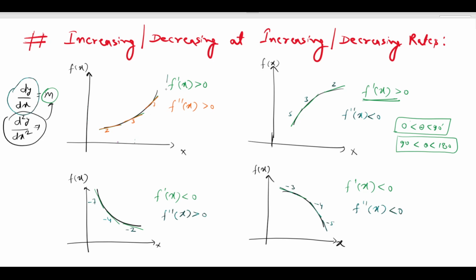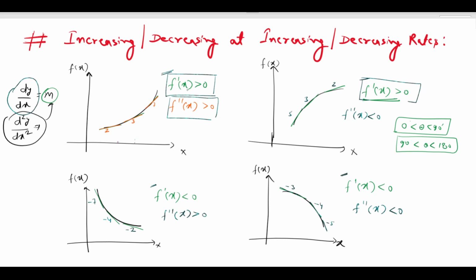Now, the first derivative gives the information about increasing or decreasing function. If the first derivative is positive, it means the function is increasing. If the first derivative is negative, it means the function is decreasing. The second derivative gives the information about the rate of change of the slope. So basically, if the second derivative is positive, it means the rate of change of slope is increasing here.